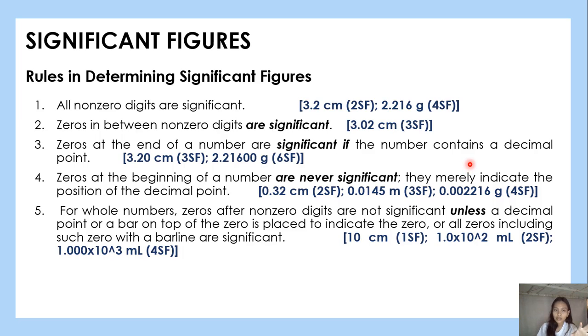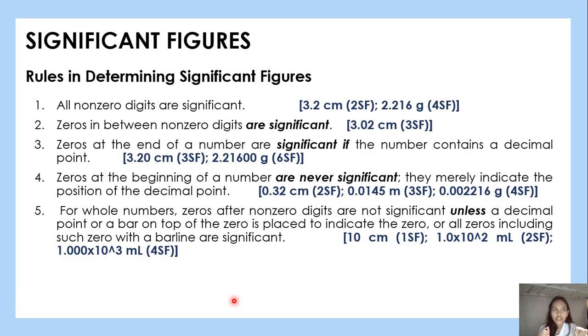The last one actually supports the third rule. That is, for whole numbers, zeros after non-zero digits are not significant unless a decimal point or a bar on top of the zero is placed to indicate the zero. So basically, if the digits are not in decimal form and they contain zeros at the end, then automatically those zeros are not significant. So for example, if we have here 1000 ml, due to the fifth rule, 1000 ml only contains one significant figure, which is 1.